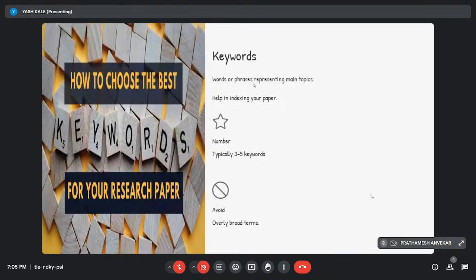The next thing is the keywords. Keywords are important for indexing your research paper in research databases. Typically, you'll have to select 3 to 5 keywords that represent the core topics of your research, and you should choose terms that are specific to your work but not too broad. For example, keywords like machine learning, wireless networks, or energy efficiency would be appropriate, but avoid using generic or general terms like research or study. So you should avoid using such keywords.